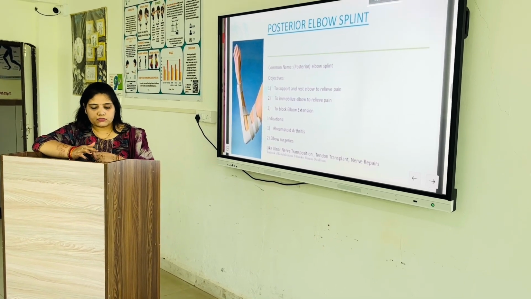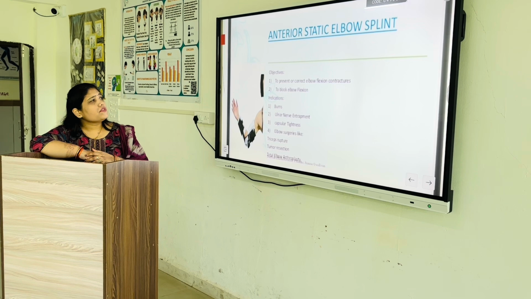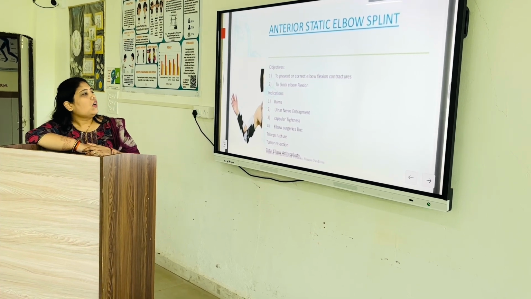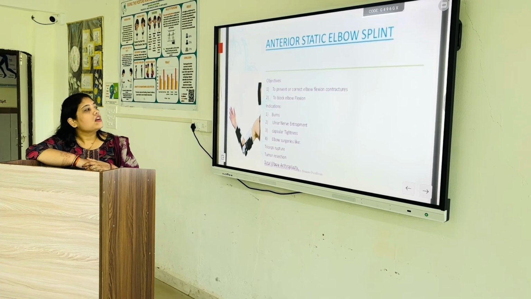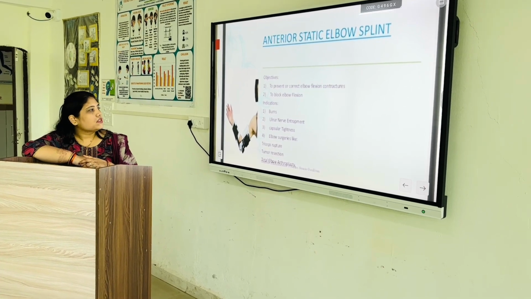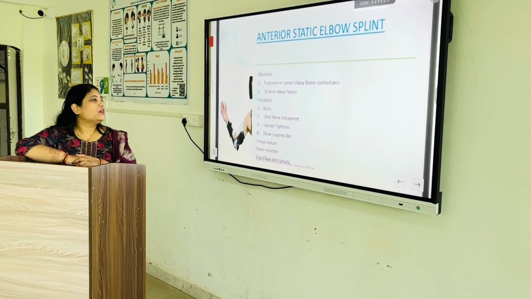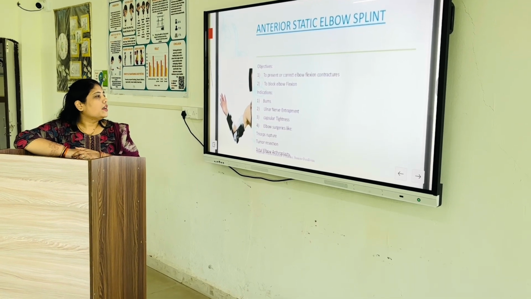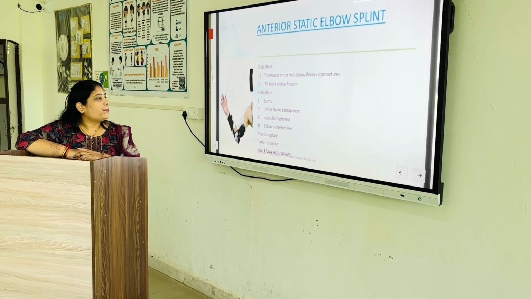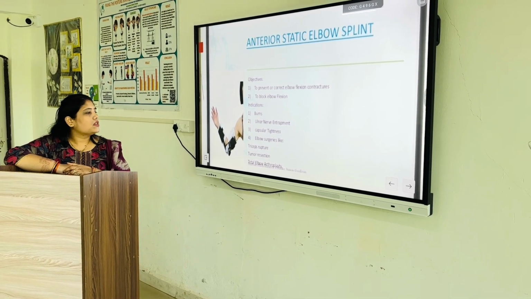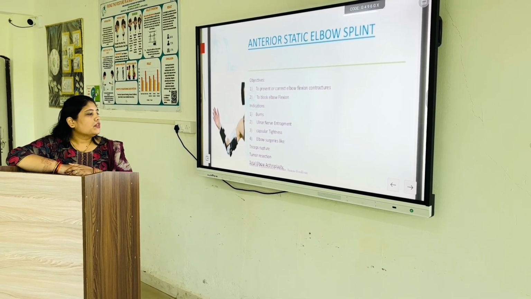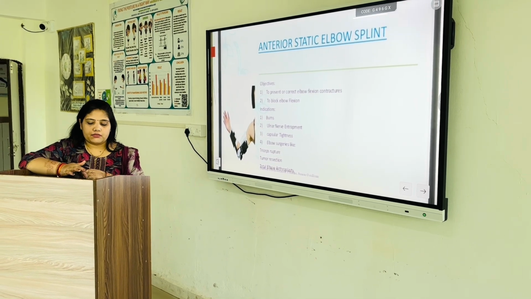Next one is the anterior static elbow splint. The objective of this splint is to prevent or correct elbow flexion contracture. Second one, to block elbow flexion. Indications of this splint are burns, ulnar nerve entrapment, capsular tightness, and elbow surgeries like triceps rupture, tumor resection, total elbow arthroplasty.